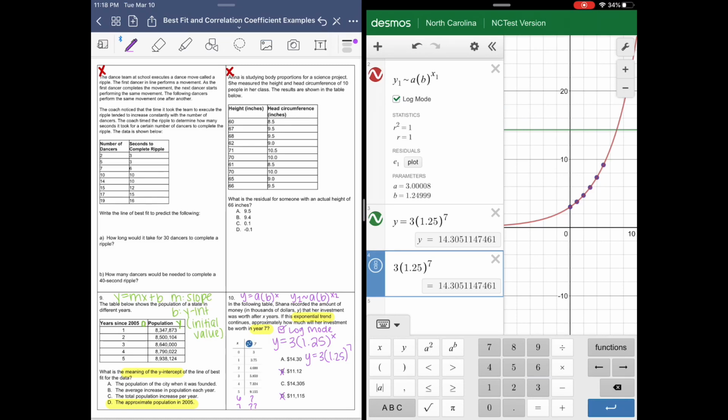The following table, Shayna recorded the amount of money in thousands of dollars. Y. So Y is in thousands. So where we have Y equals 14.305 thousand. Read that back in your head. 14.305 thousand. $14,305.